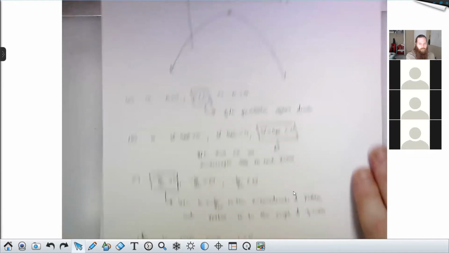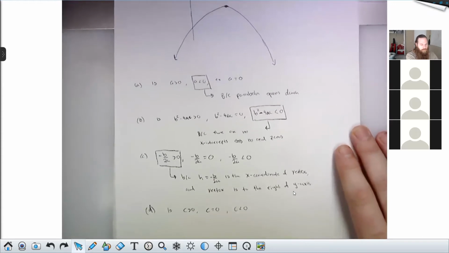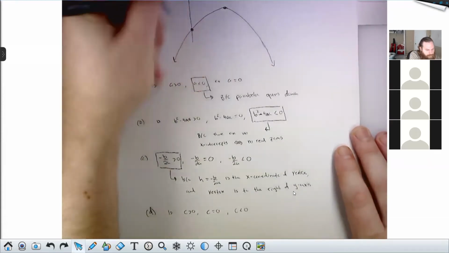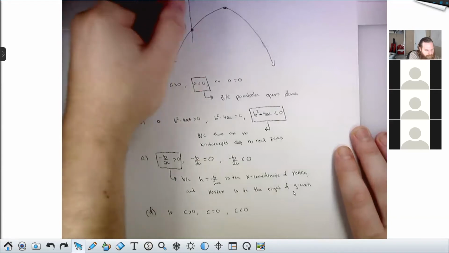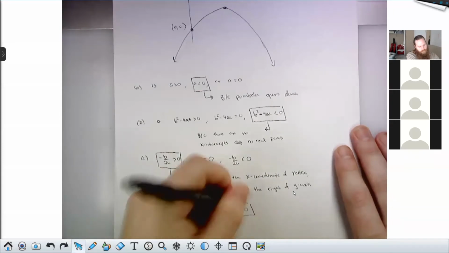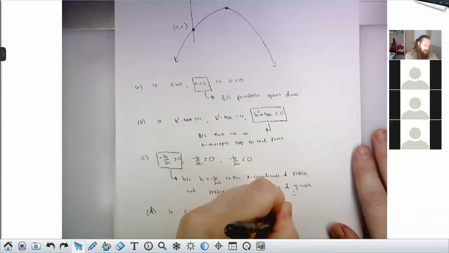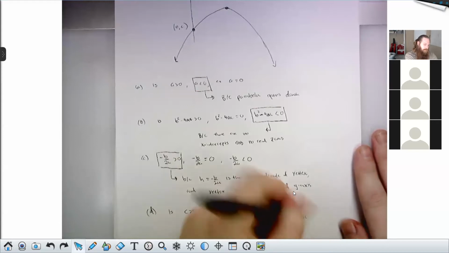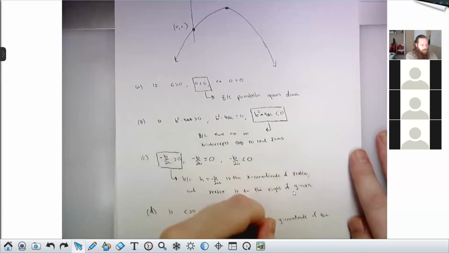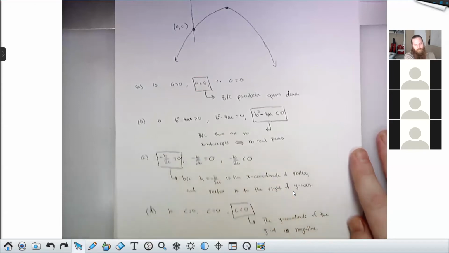The number c here talks about the y-intercept, which is right here. This is the point (0, c). And that y value is indeed negative, because the y coordinate of the y-intercept is negative. Okay.